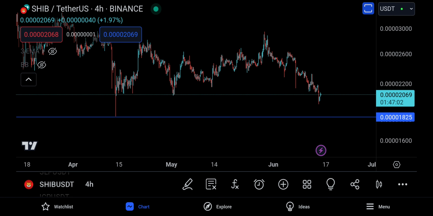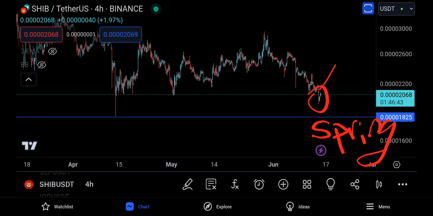Now, it doesn't look to me like SHIB is interested in coming down to 1825 at all. I don't really think it's doing that, even though there's a wick here and it looks like the plan is to get the wicks. But I'm going to tell you that this could be the spring zone. This is known as the spring zone, and it always happened like this. So you have the spring, and then from here you go back up to move even higher.